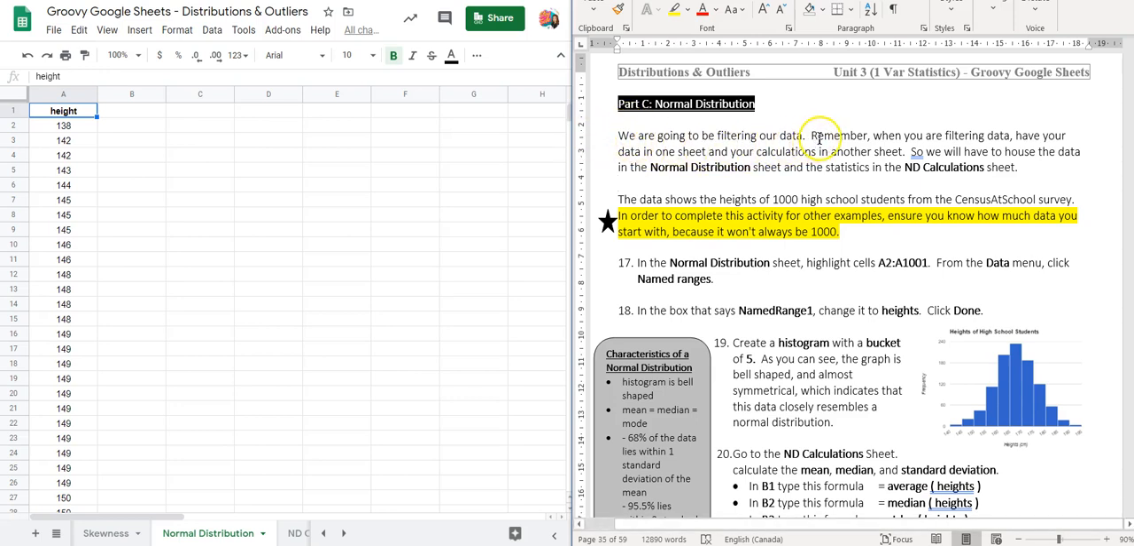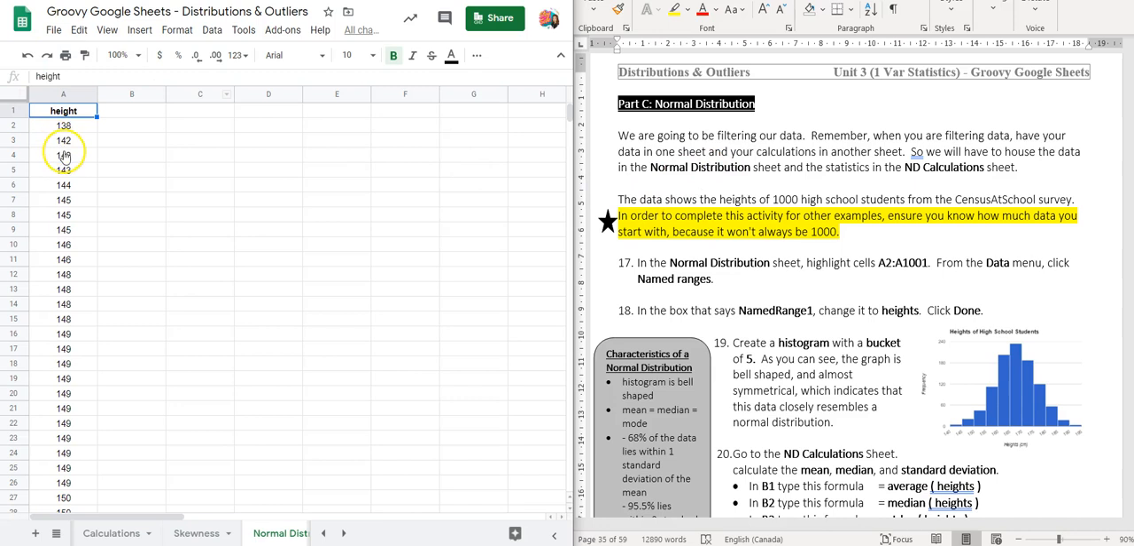So we're going to be filtering our data, and when you do that, please remember, when you're filtering data, you have to have your data in one sheet and your calculations in another sheet. So we will house the data in the normal distribution sheet, which is here, and we're going to do the calculations in the other sheet, which is called normal distribution calculations. Also remember, after you have filtered the data, you need to copy and paste the data into another sheet before you do any calculations.